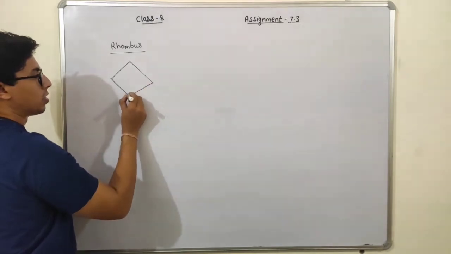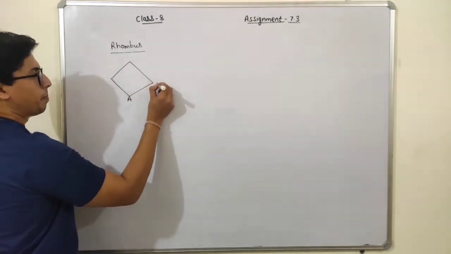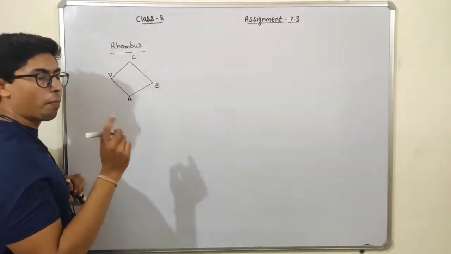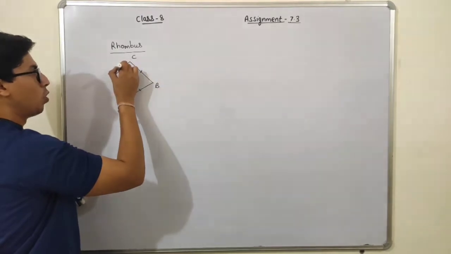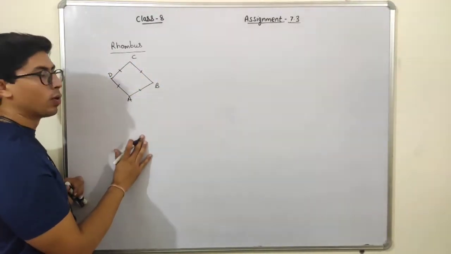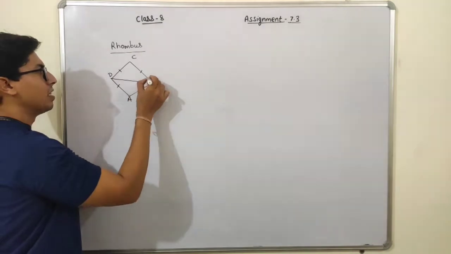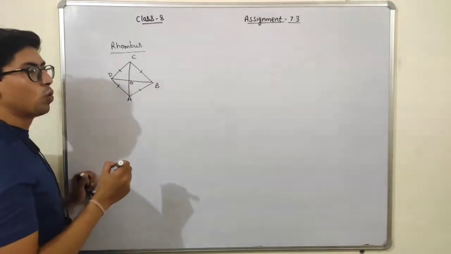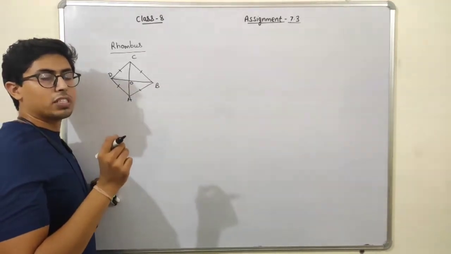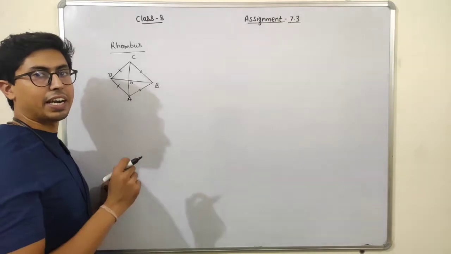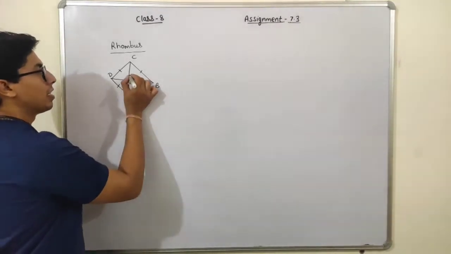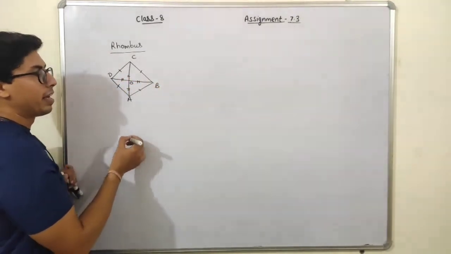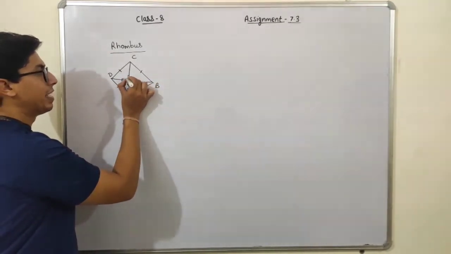A, B, C, D. Students, all the sides of rhombus are equal. Okay. And if I take the diagonals, AC and BD, they are intersected at O. Also, one more thing, students, the diagonals of rhombus bisect each other at 90 degrees. That means OC is equal to OA and OD is equal to OB, and these angles are of 90 degree.